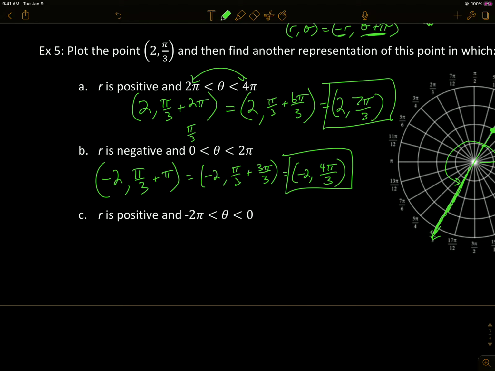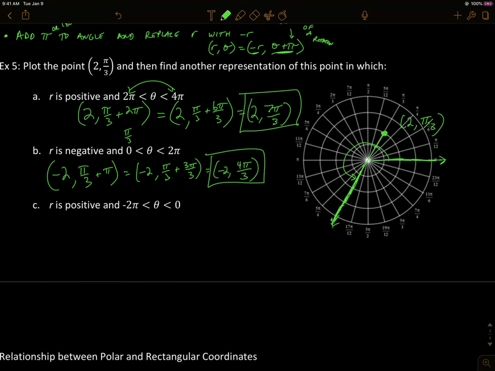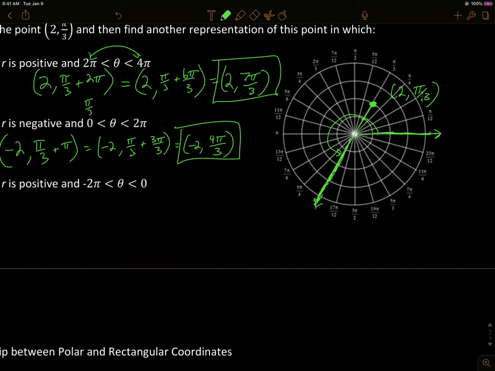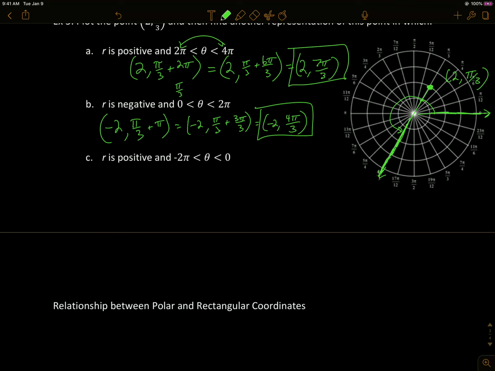And that fits my criteria. R is negative, and theta is in between 0 and 2 pi. So that's another way that I can get to that same location. Let's look at the last one. R is positive, but this time theta's got to be between -2 pi and 0. So I want to make my rotation negative.